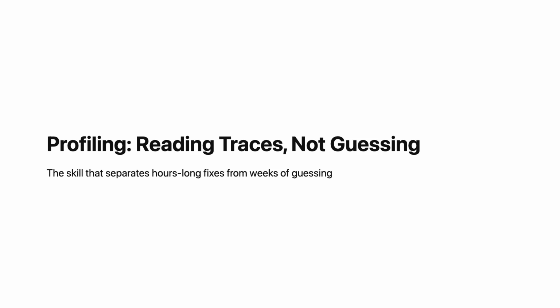In the last two videos, we talked about where time is actually spent and the difference between CPU-bound and IO-bound work. Both of those lessons hinge on one skill: profiling, knowing how to capture a trace, read it, find the bottleneck, and act on it. This is a skill that separates developers who fix performance problems in hours from developers who spend weeks guessing. And honestly, it is not hard.